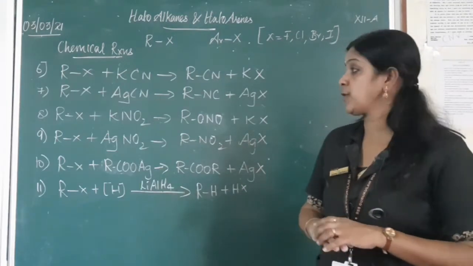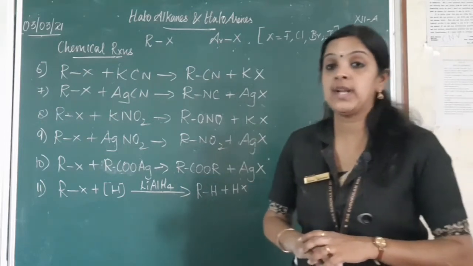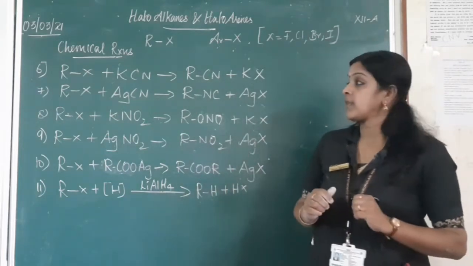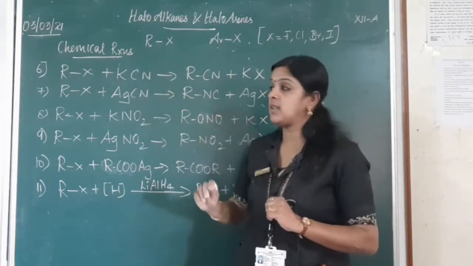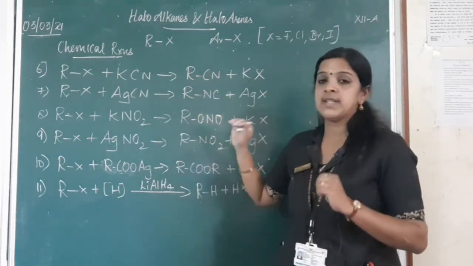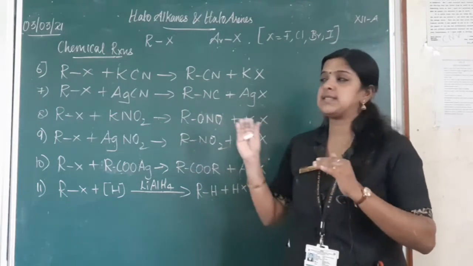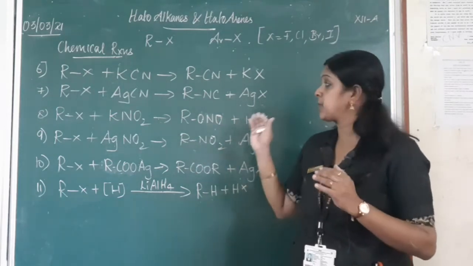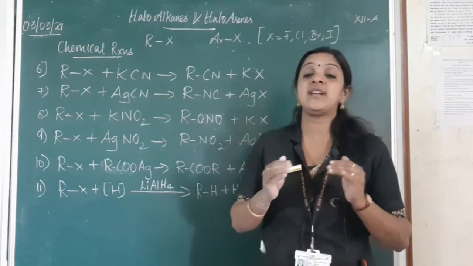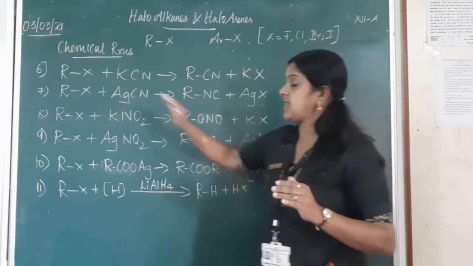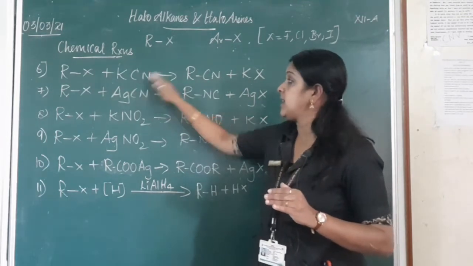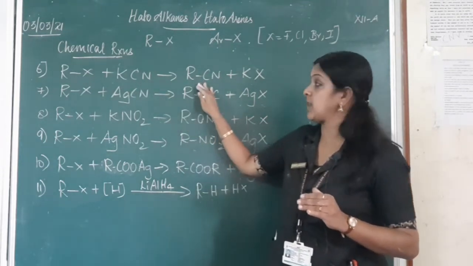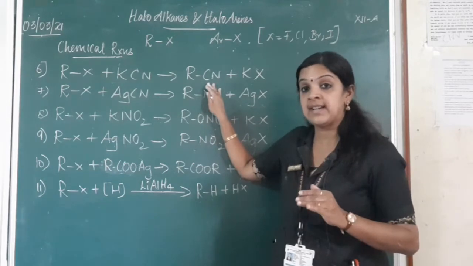The next set of reactions of haloalkanes are as follows. The first reaction is with potassium cyanide. See, the first two reactions, the reagents look similar, but the product that we get will be entirely different. See, haloalkanes, when treated with potassium cyanide, you get RCN, which is alkyl cyanide.